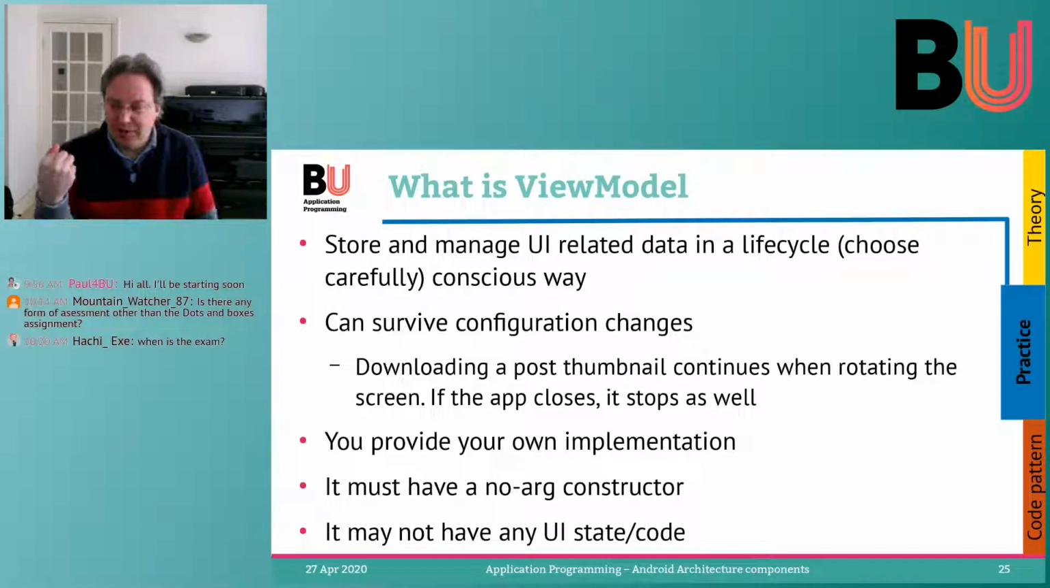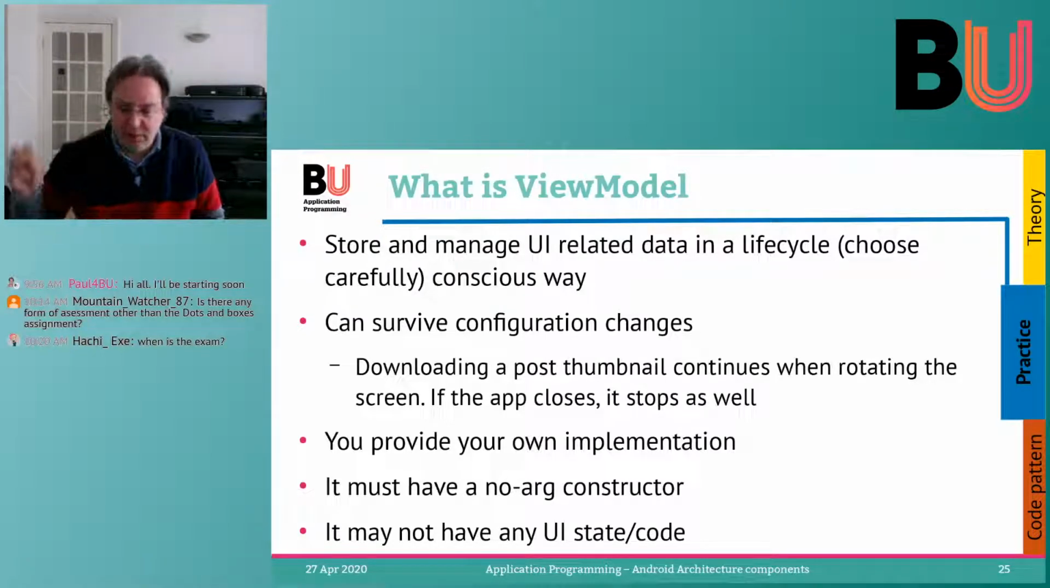But we still need to make sure that if it actually disappears, we are also unregistering for listeners and not doing the internet stuff anymore, etc. So you're providing your own implementation of view model. There's one requirement: a view model must have a no argument constructor. You cannot have one that has its own constructor. And it should not ever contain any reference to Android UI components or state or code. View model is just about data, not about UI.